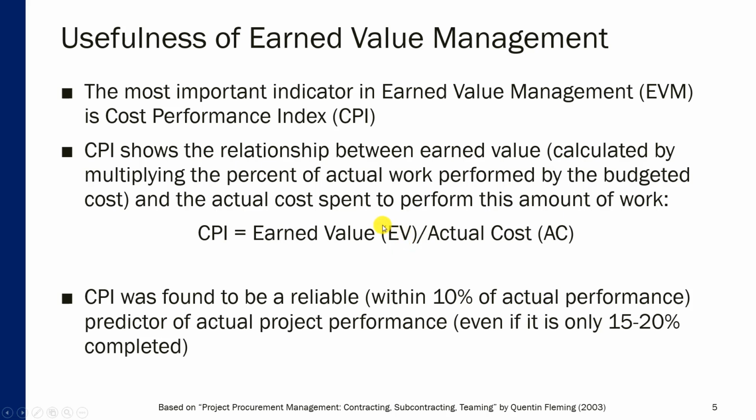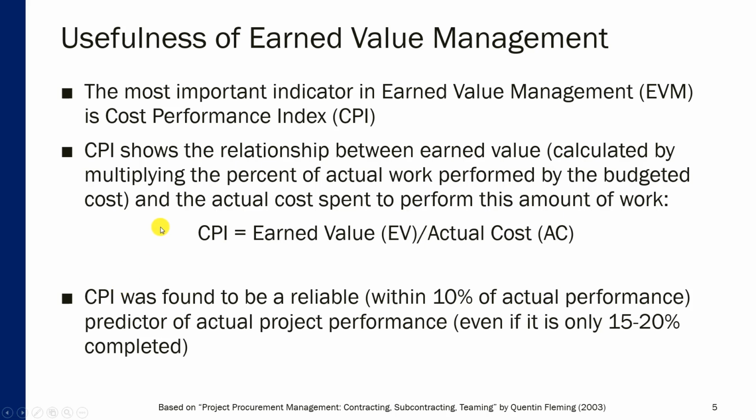Now, one formal approach to evaluating cost performance of a project is the so-called earned value management, or EVM approach. Specifically, something that is relevant for procurement administration is the Cost Performance Index, or CPI, which is a very important indicator under the Earned Value Management methodology. So what is CPI? CPI shows the relationship between earned value, calculated by multiplying the percent of actual work performed by the budgeted cost, and the actual cost spent to perform this amount of work. So this is the formula for CPI: earned value divided by actual cost.